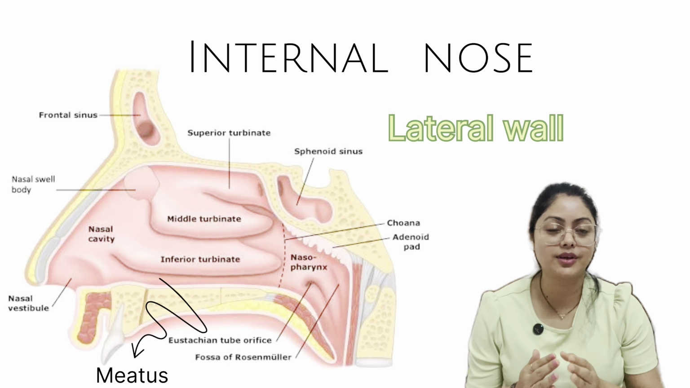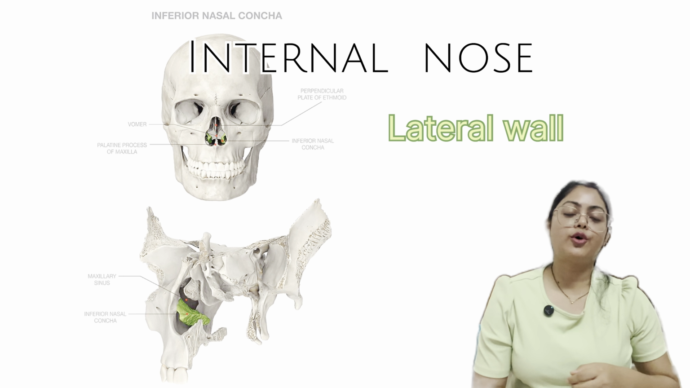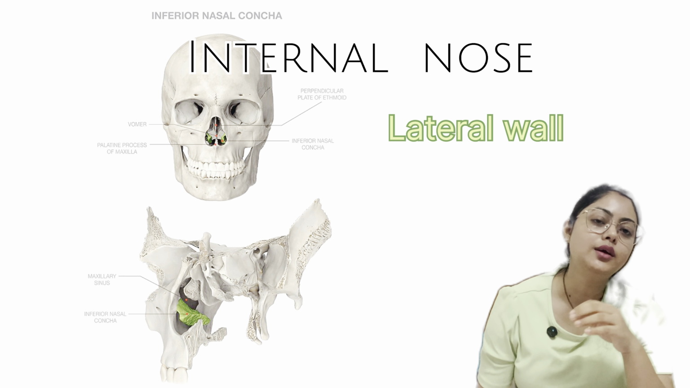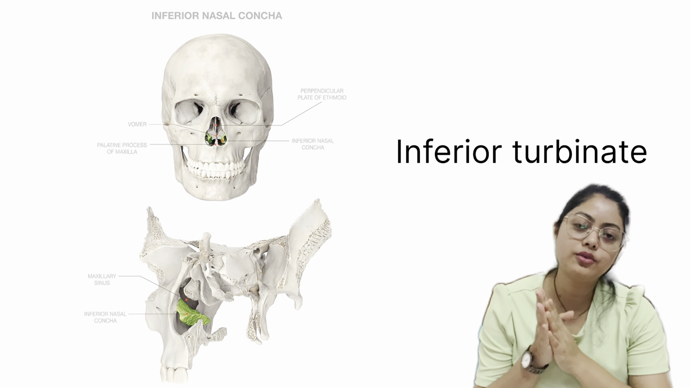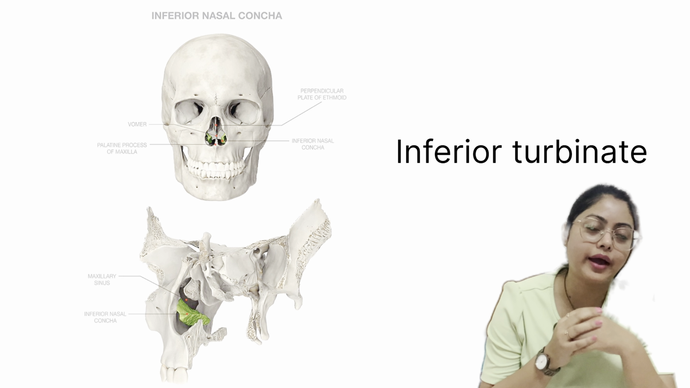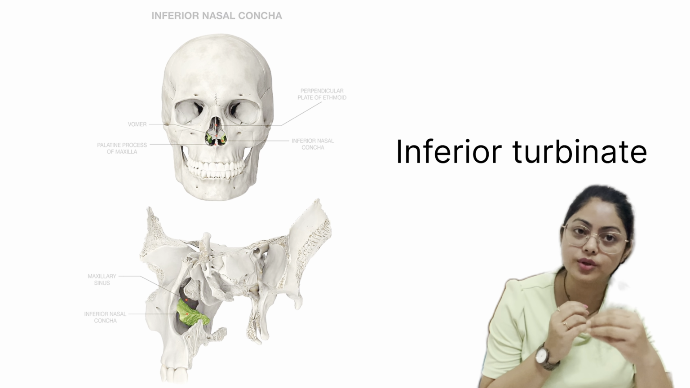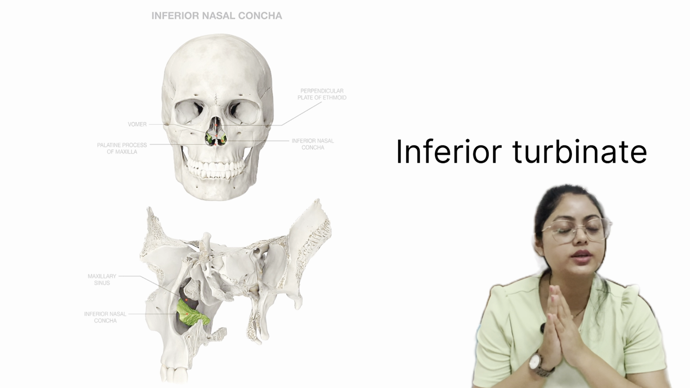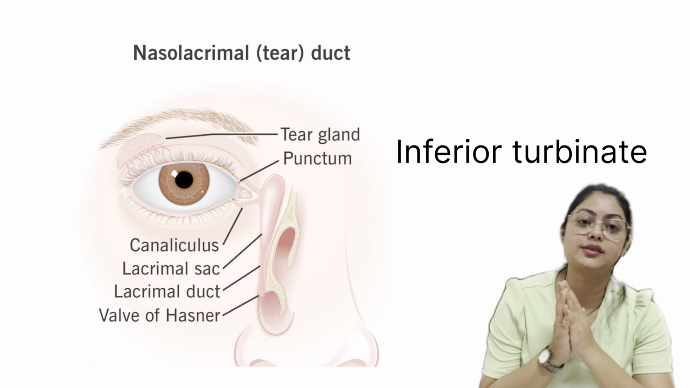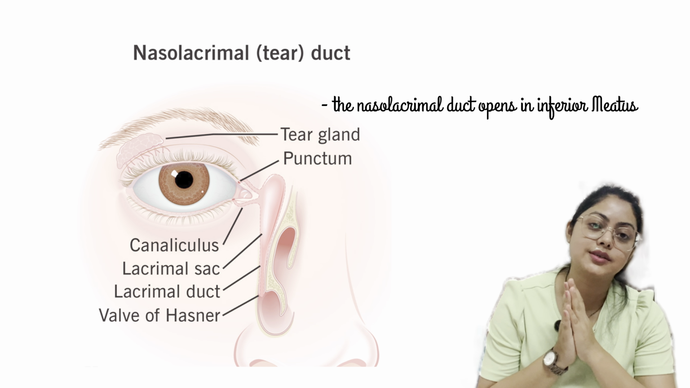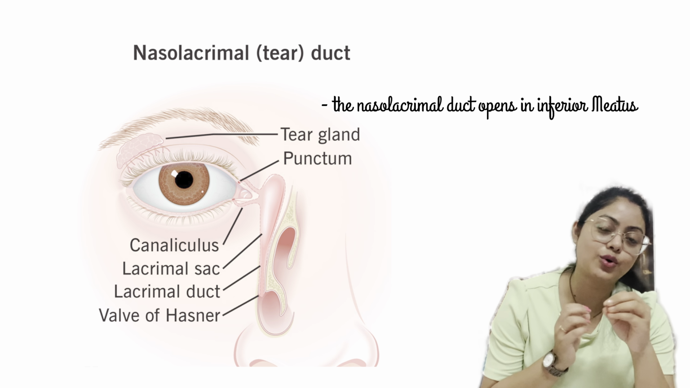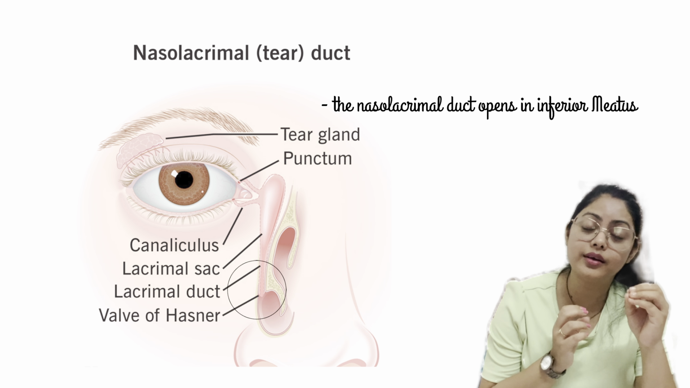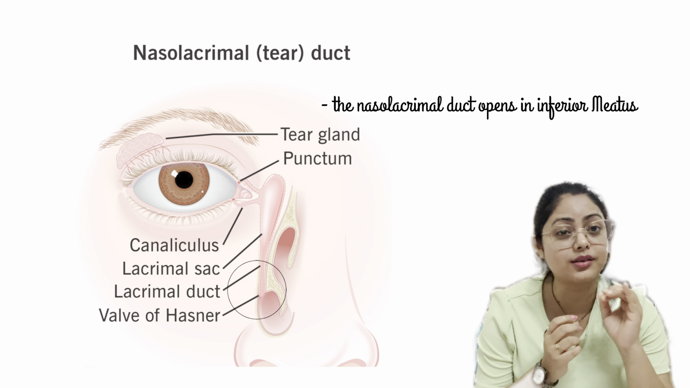So let us discuss the turbinates one by one. Turbinates or concha are covered by mucous membrane. The first is the inferior turbinate. So the inferior turbinate is a separate bone, and the area just below the inferior turbinate is known as the inferior meatus. Here, the importance is that the nasolacrimal duct drains into the inferior meatus, and the terminal end of this duct opening is guarded by a valve, and this is known as the Hasner's valve.